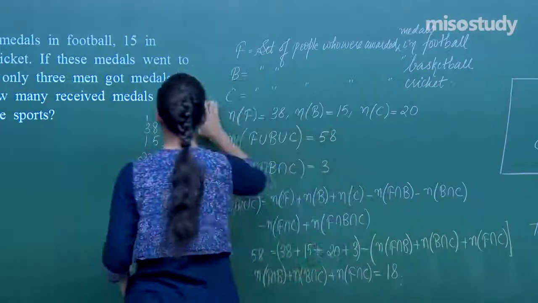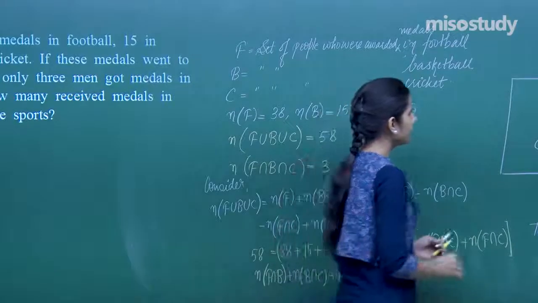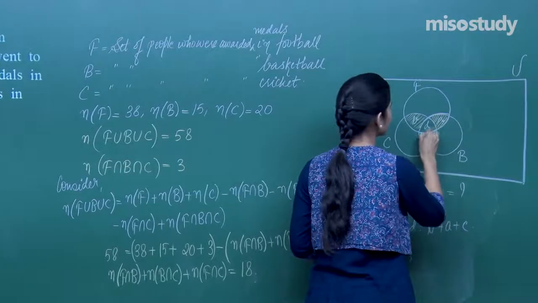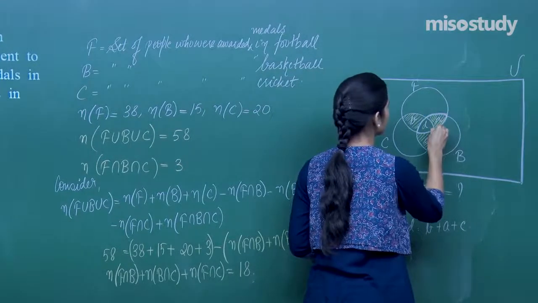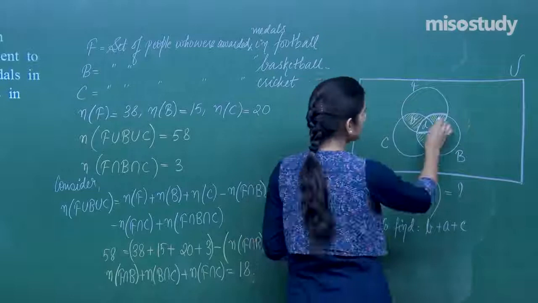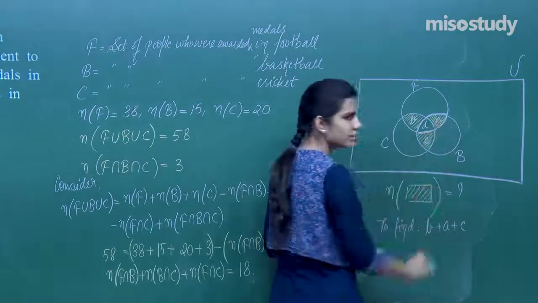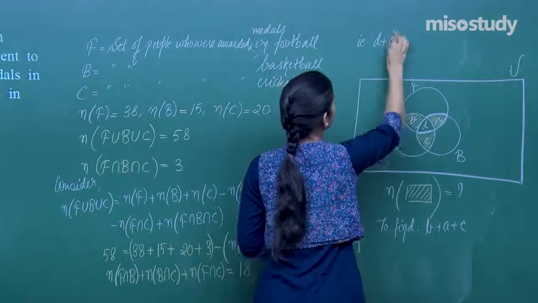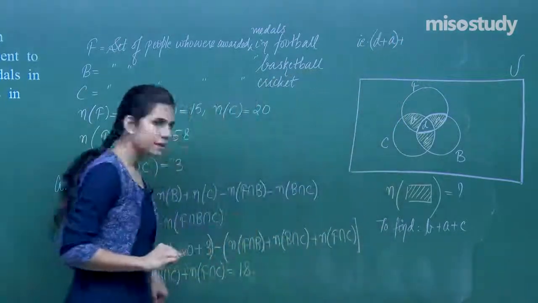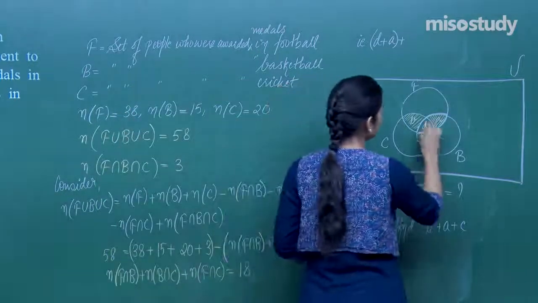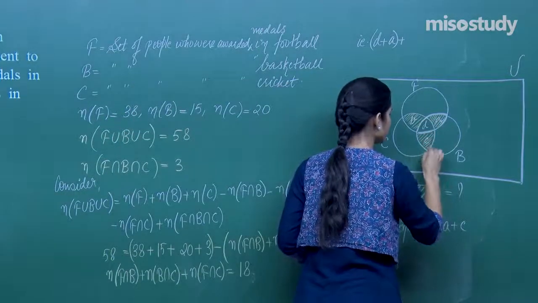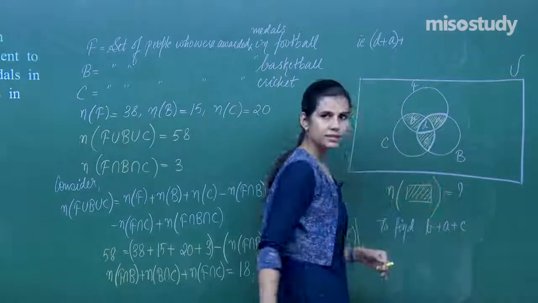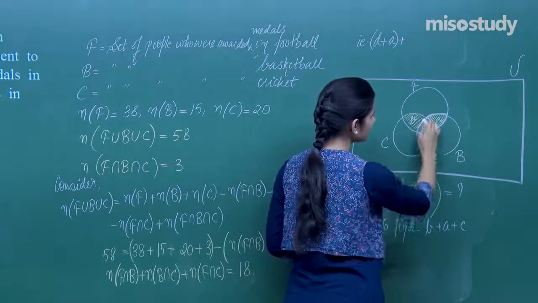Number of members in F intersection B. See carefully, this is F intersection B. Number of members in F intersection B means D plus A, right? Then I have number of members in B intersection C. B intersection C is this portion completely. So B intersection C is actually D plus C. You can see this is C, this is D. This complete is B intersection C.